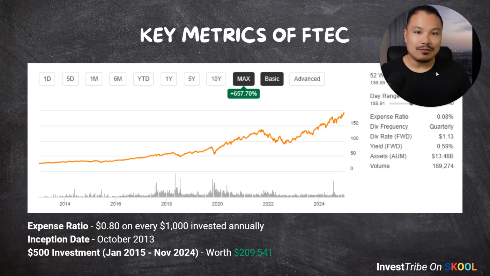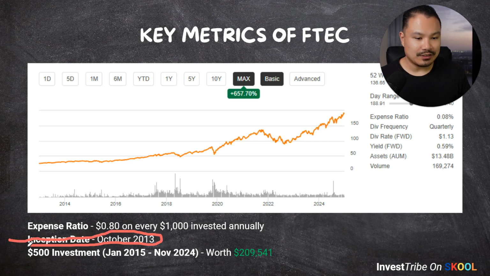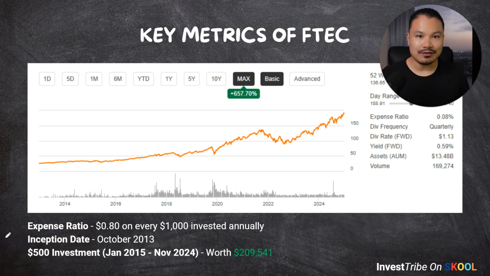All right, so these are the key metrics of this ETF, and this is very important. Let me get my red pen here, like always. So the inception date was October 2013. 2013 is when this ETF came out, and that's important because it has a 10-year performance track record. You don't want to invest in ETFs that have track records under like 2 or 3 years. I wouldn't personally. Entirely up to you if you want to.